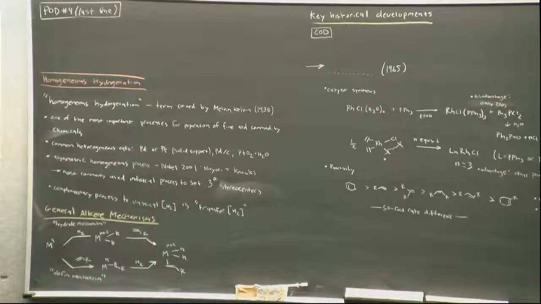So today's a really exciting topic. We'll discuss homogeneous hydrogenation, the historical context and key developments that have come about over the last 70 years or so, some of the mechanistic considerations, and then some of the differences between alkene hydrogenation and carbonyl hydrogenation. We'll talk about developments in asymmetric catalysis and some of the key discoveries there, as well as some synthetic applications.